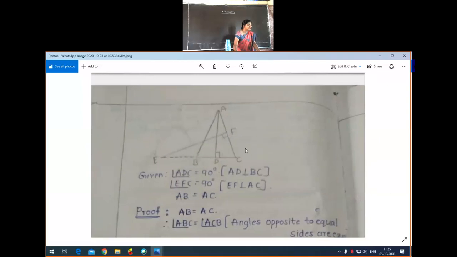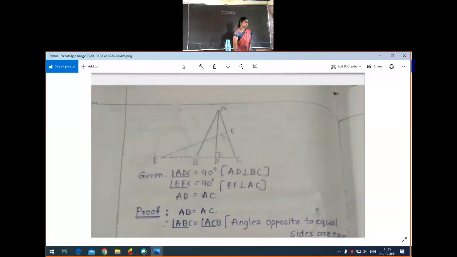See, come back to the diagram. Our proof part is this triangle ABD and this triangle ECF, we have to show. So for that, first we took this 90 degree, 90 degree. Then we took that this angle B, which is equal to this angle C.